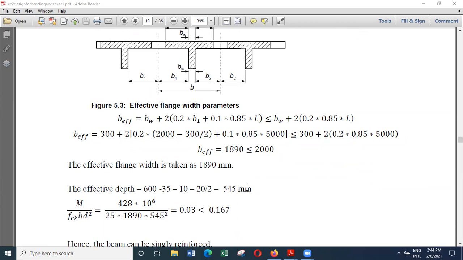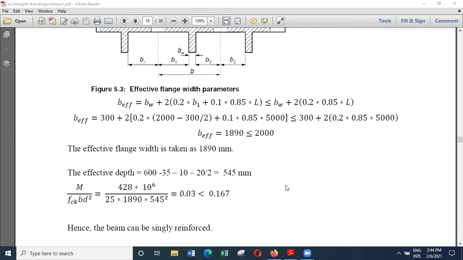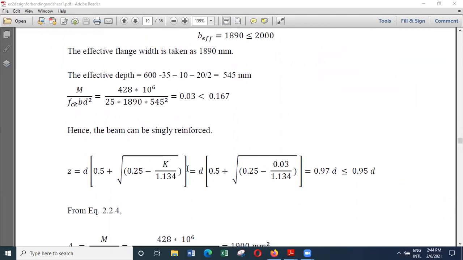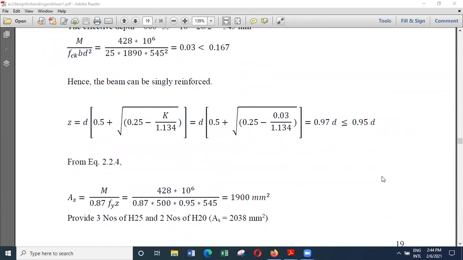And then the effective depth depends on the cover. Cover is considered as 35 millimeters, 10 millimeter links, and 20 millimeter reinforcement, so d is 545 millimeters. Which means d dash is equal to 55 millimeters. d is equal to 545 millimeters. And here you can see the earlier equation. You find the lever arm, and the lever arm is 0.95d. And from that you can find the reinforcement, 1900 millimeters squared.